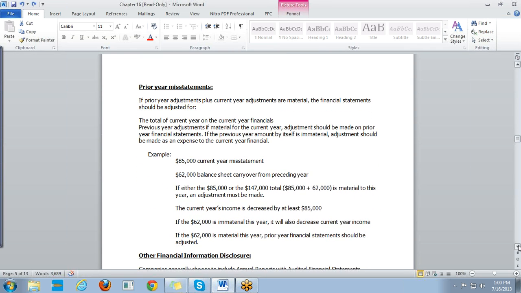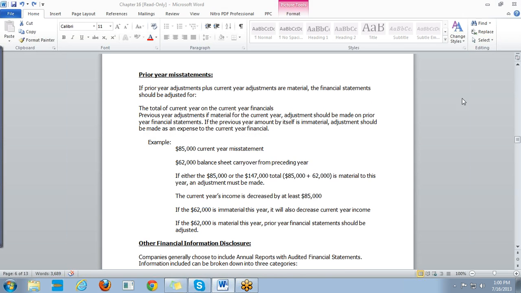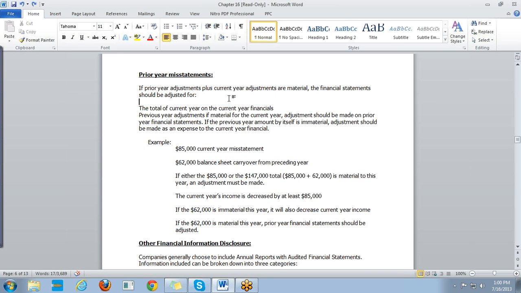You also then need to look at prior misstatements and the rules related to that. Here's the rule. If prior year adjustments and current year adjustments are material, we need to adjust the financial statements for the total of current year. If previous year adjustments are material by current year standards, adjustments should be made on prior year financial statements. If the previous year amount by itself is immaterial, adjustment should be made as an expense to the current year financials. Those are the rules.